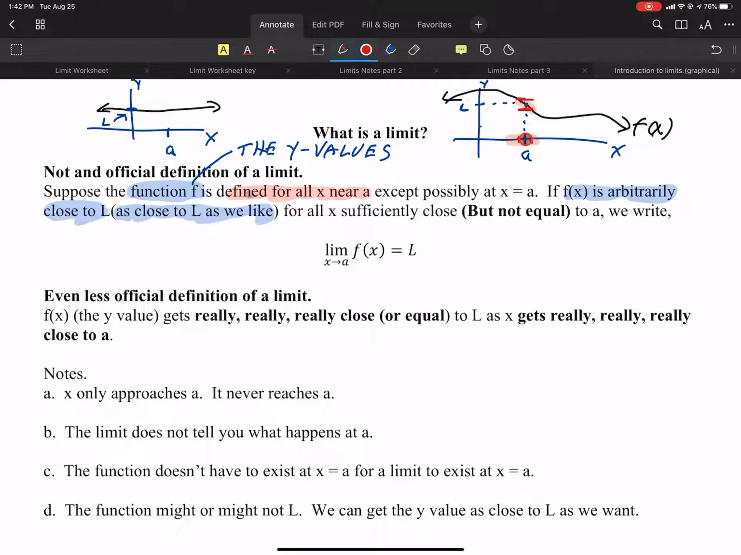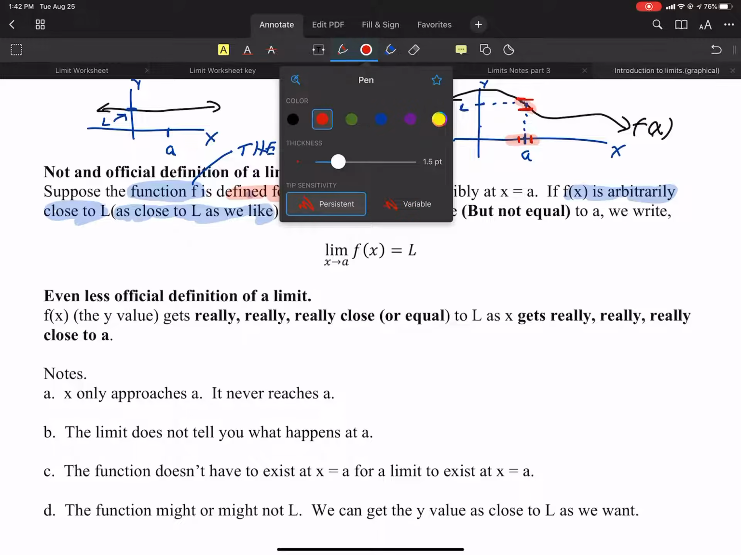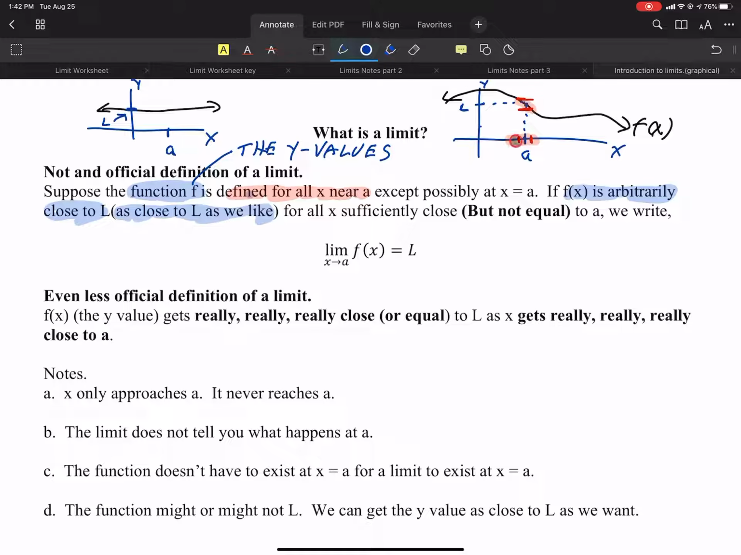And I want to point out one more thing. x gets sufficiently close to a. It never reaches a. In the limit, I never get to a on the x-axis. If you get confused with that, you will miss a lot of problems and it's going to confuse you. So I just want to emphasize that. You do not ever reach a.